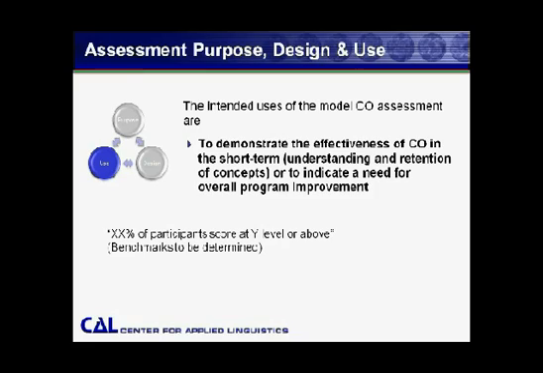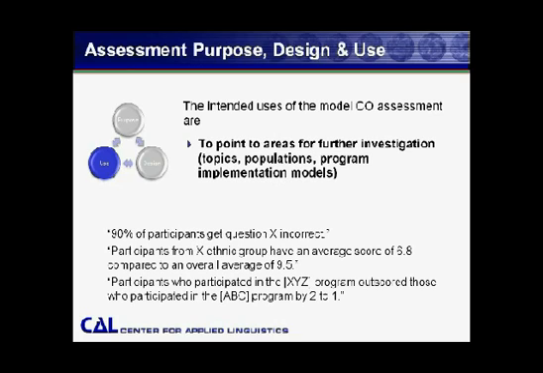Again, thinking about areas for further investigation, you might have findings like 90% of participants got question X incorrect, or participants from X ethnic group have an average score of 6.8 compared to an overall average of 9.5. And of course, I'm just totally making those numbers up. Participants who participated in the XYZ program outscored those who participated in the ABC program by 2 to 1. Those are the kinds of statements you might write in a report about your outcomes.